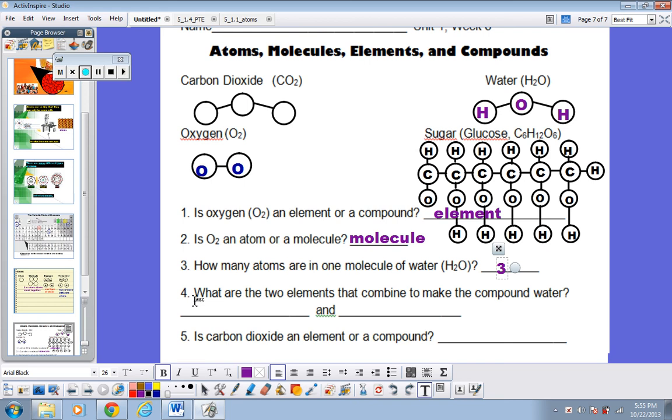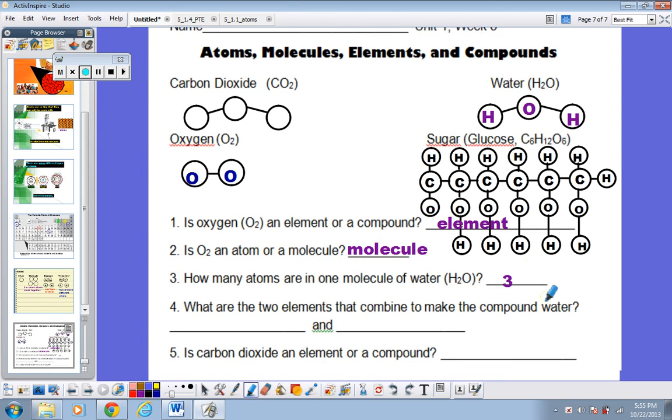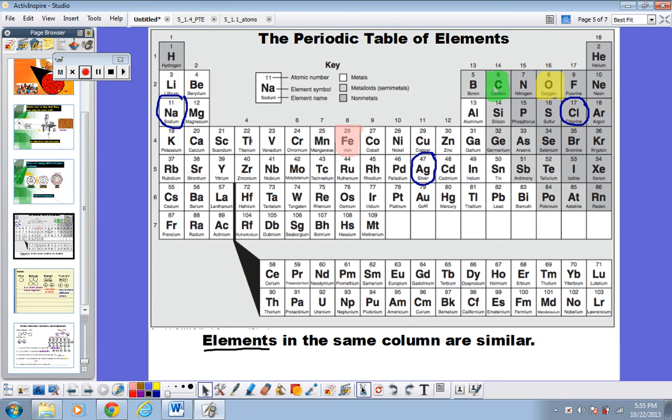Number 4, what are the 2 elements that combine to make the compound water? All right, so we need to look at the compound water. Let's find water. Oh, there it is. What are the 2 elements? Okay, so here I need to use my periodic table. You have one. You glued it into your journal last week. So I have H and O. 2 H's and an O. So let's look at the table. I am looking for H and I am looking for O.